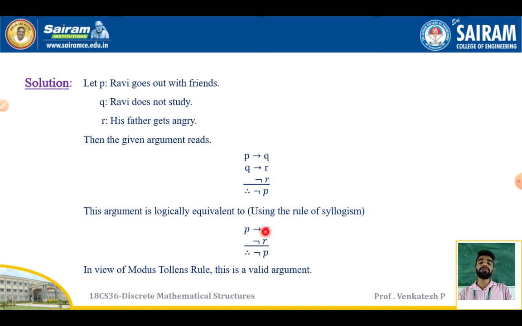And here we can use the rule, the modus tollens. So from the view of modus tollens, we can say that this is a valid argument. Because it is satisfying the rule modus tollens, we can conclude that the given statements are valid arguments.